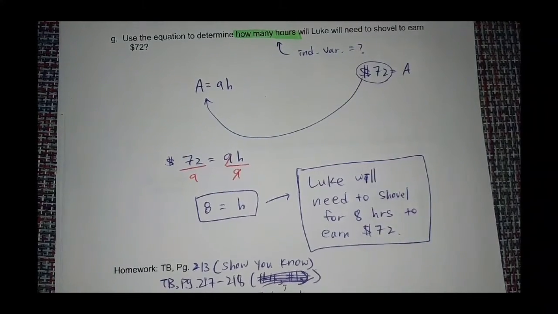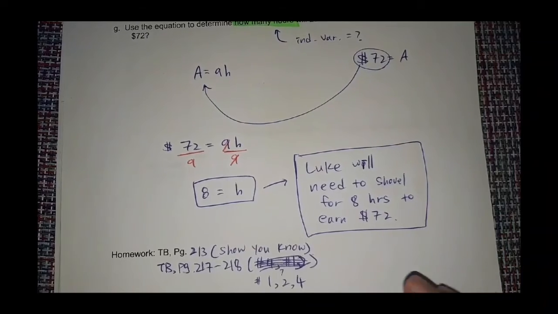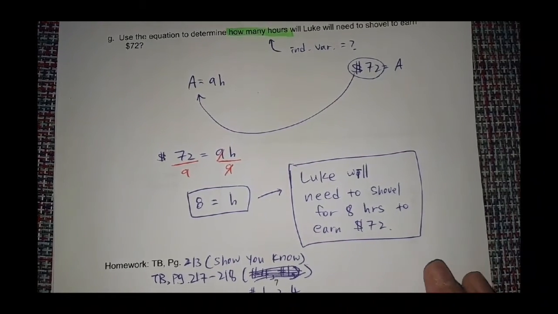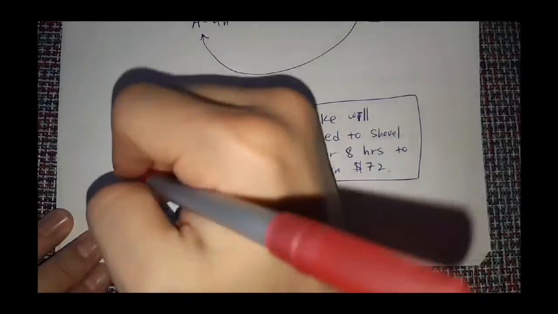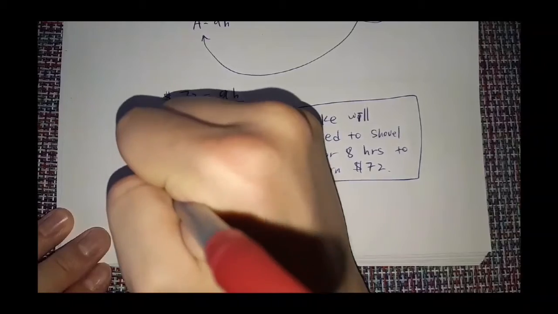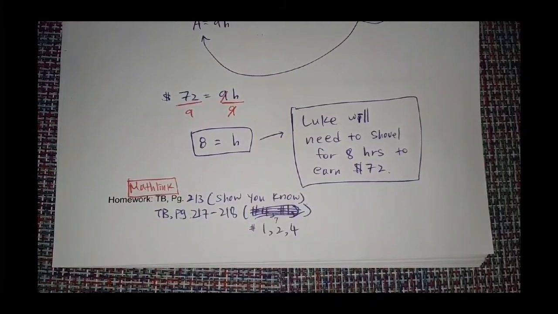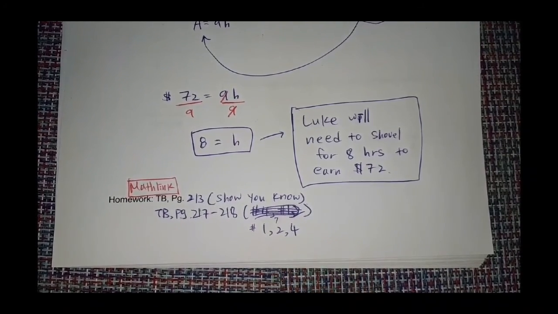Although we didn't draw the graph today because we don't need to actually do graphing for this question set, know the fact that it is important to go through all. And here's your to-do list. I want you to go to the math link textbook, page 213 to do Show You Know, and 217 to 218 to do 1, 2, and 4. That is today's lesson.